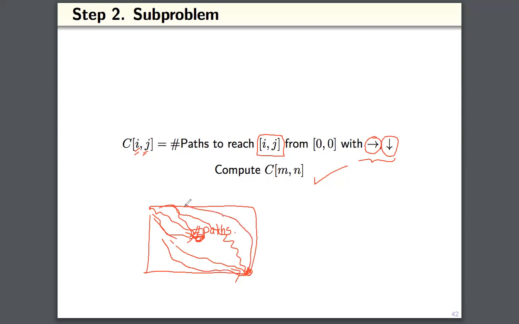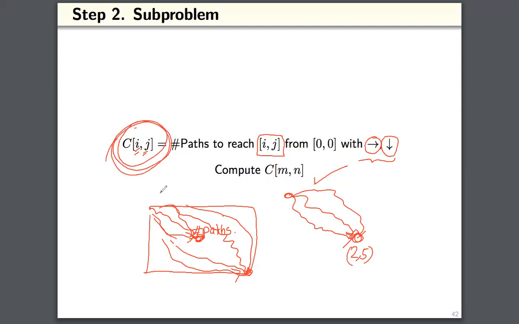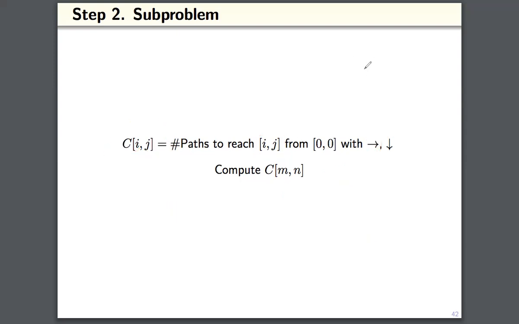Thank you. Right. But okay, what is C of 2, 5? Consider 2, 5 as a cell. You want to compute all possible paths from 0 to 2, 5. I see, so for every cell you compute the number of paths to reach that particular point. That is the subproblem. Okay, now the subproblem is clear.